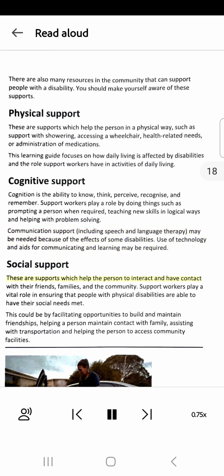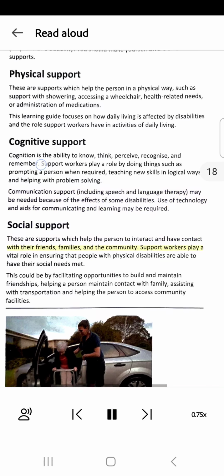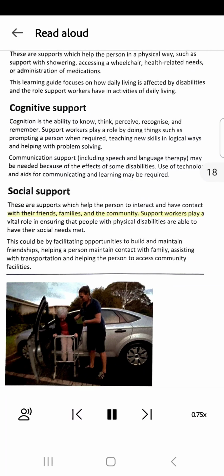Social support. These are supports which help the person to interact and have contact with their friends, families, and the community. Support workers play a vital role in ensuring that people with physical disabilities are able to have their social needs met. This could be by facilitating opportunities to build and maintain friendships, helping a person maintain contact with family, assisting with transportation and helping the person to access community facilities.